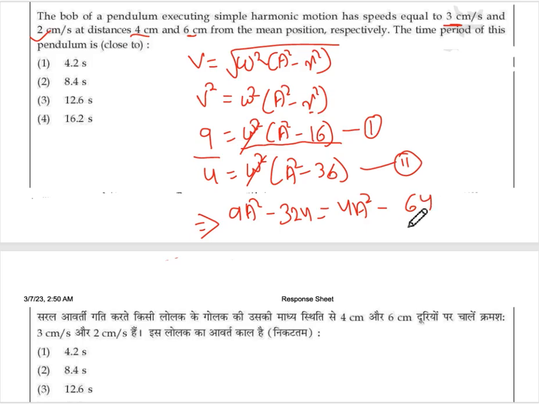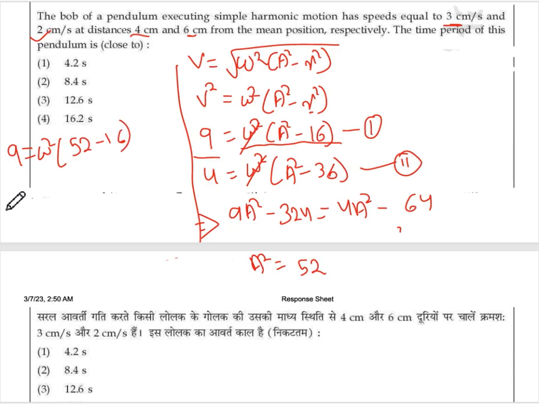Okay, so if I solve it, 5a square equals 324 plus 64, which will become 260. Dividing by 5, a square will become 52. Now put this in equation 1 or anywhere in the above equations. So if I put it in equation 1, it will become 9 equal to omega square whole into 52 minus 16.